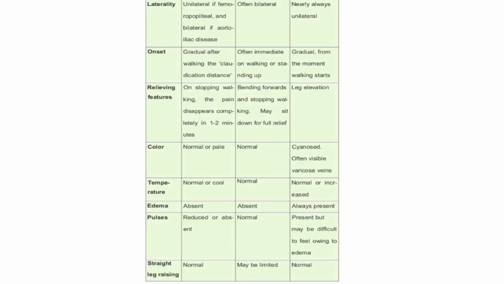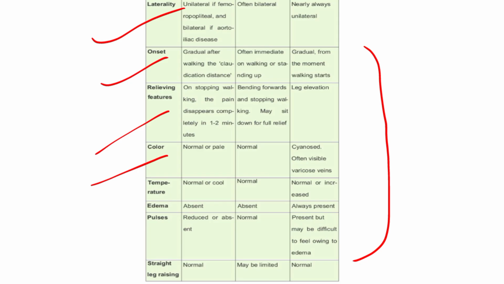Pathology, site of pain, laterality, onset of the pain, relieving, color. These you can see very easily. This you can read and note in your notepad. Next we have example number 1 of intermittent claudication. This is the example of arterial intermittent claudication due to left femoropopliteal circulation ischemia. Ischemia is when the blood supply is reduced.